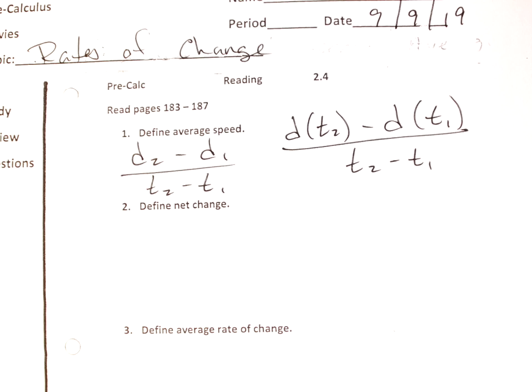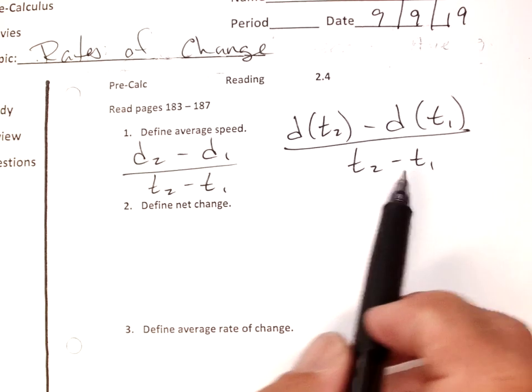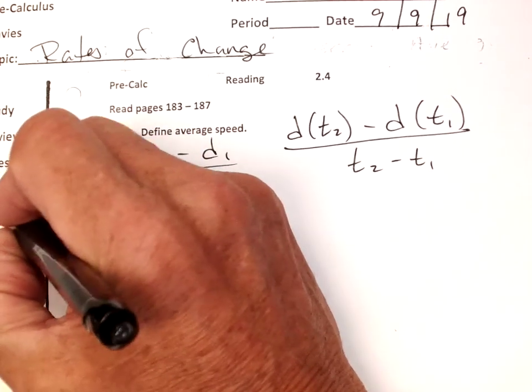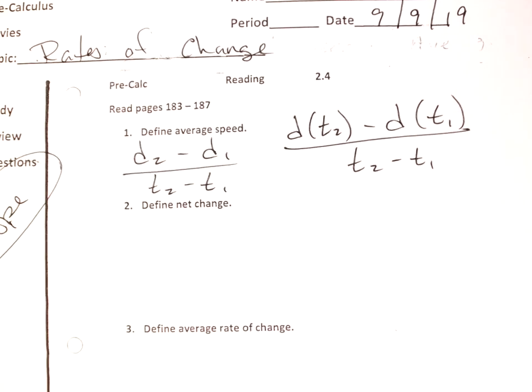Wait, so both of them can work? Both of the equations? Yep, both of those equations can work. This is just a little bit fancier in function notation. So what you're really looking at looks very familiar. It looks like slope, doesn't it? It really is slope. And slope is considered rate, right? It really is.